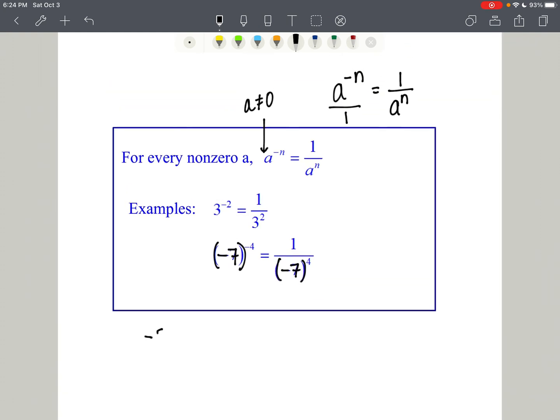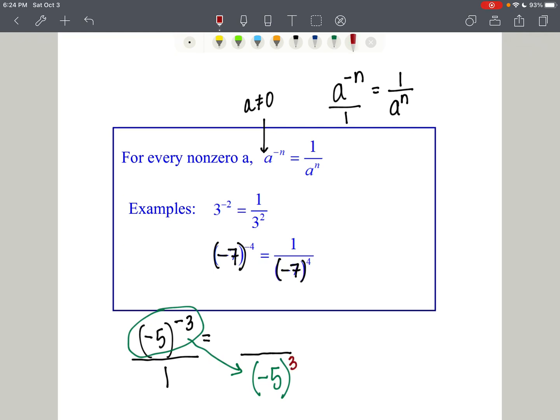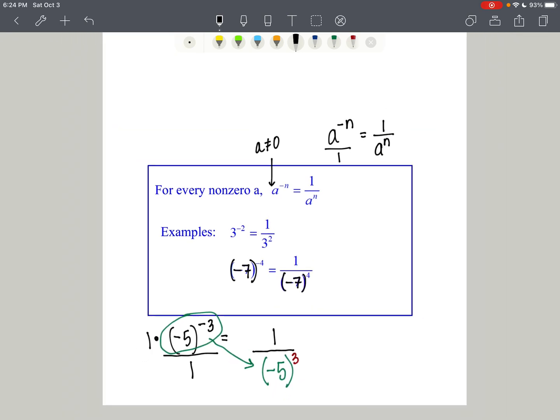So if I have negative 5 raised to the negative 3 power, that's the same thing as negative 5 to the negative 3 power over 1. I'm going to move the base to the denominator. The base remains the same, but the exponent becomes positive. And then in the numerator, we just have a 1 that's left behind. So it becomes 1 over negative 5 to the positive 3 power.